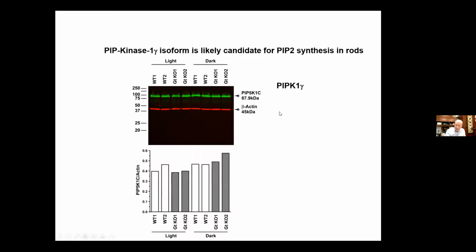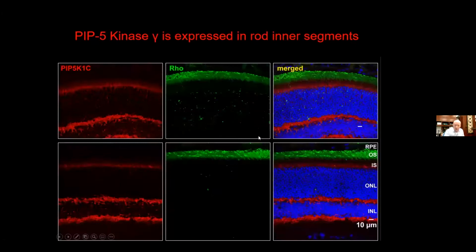And we're currently in the process of knocking this out. The global knockout of this enzyme is lethal. So we're in the process of making rod cell specific knockout mice. And it's taken us a couple years to make these, but I think we're going to have them in the next week or so. And this is just to show you that this isoform does stain the entire retina very strongly, but particularly it does stain the inner segments, not the outer segments of the rod cells.